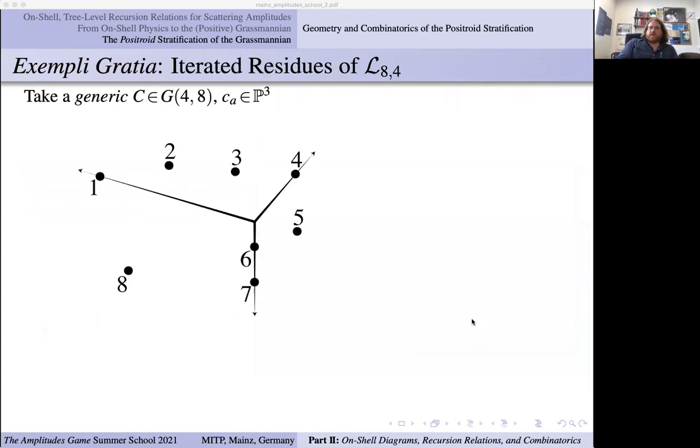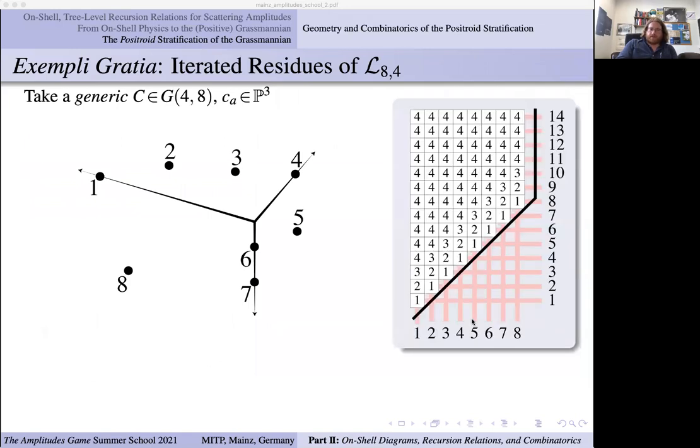And it turns out that all you need to do is look at this data once in one example, and you will understand everything. So let me illustrate that, or prove this too. Consider a generic configuration in G(4,8), so 8 points in 4 dimensions. And now there's nothing really about positivity. It's really just about consecutivity.